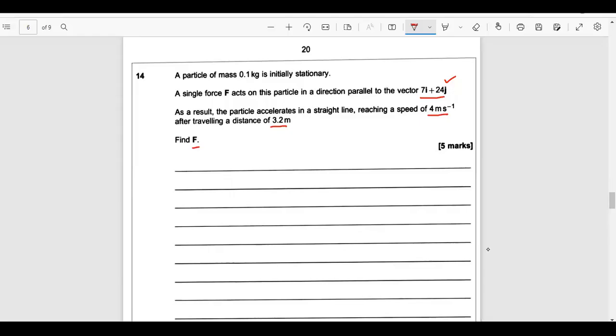Okay, so we were on the 14th question. So were you able to do it? Yes. Okay, so what was your answer? I got 0.07i plus 0.24j. Okay, 7, wait just 1 second. 7i plus 24j, that is correct.